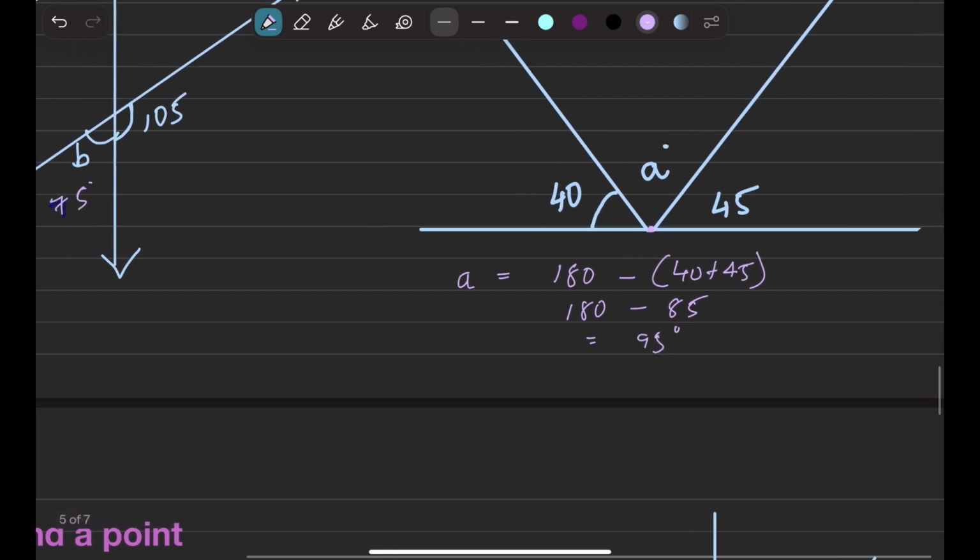And what will the reason over here be? Not linear pair. Angles or sum of angles on a straight line. Okay, that will be good. Sum means addition. Angles on a straight line.